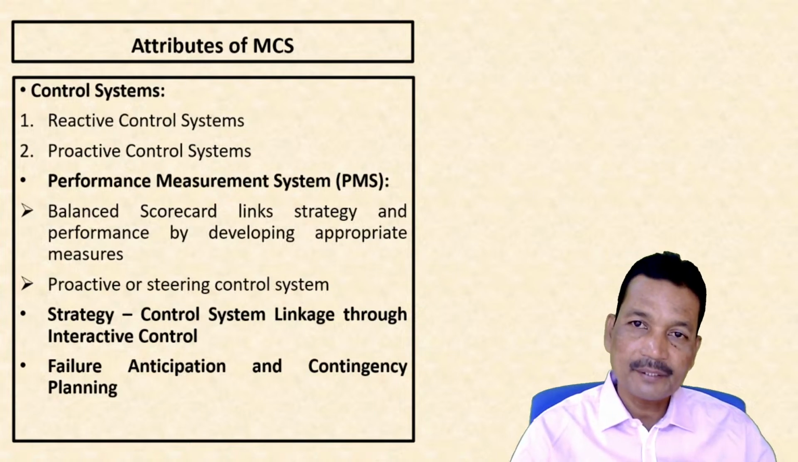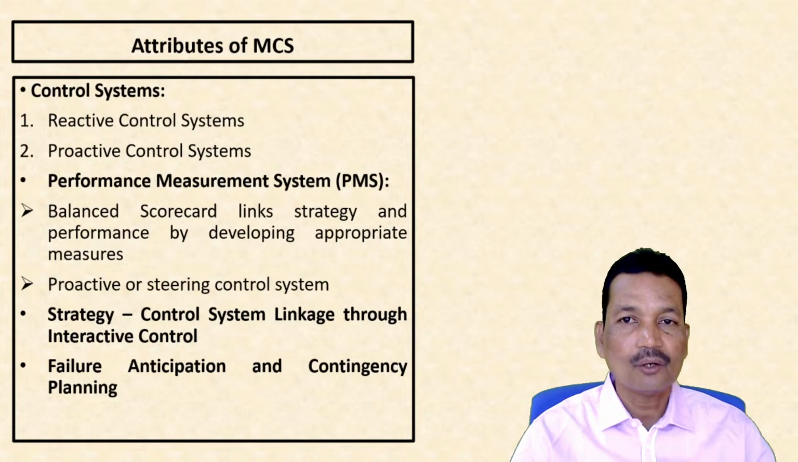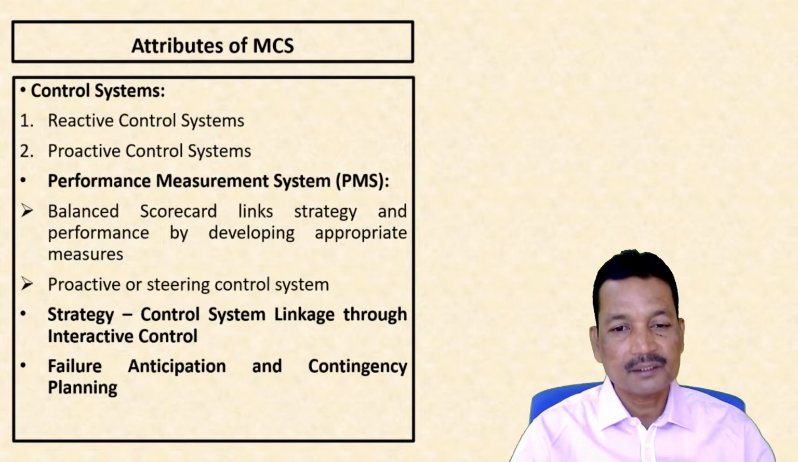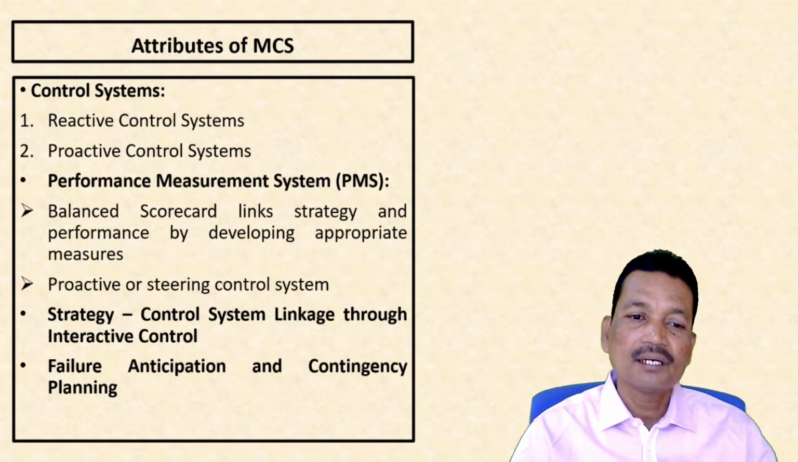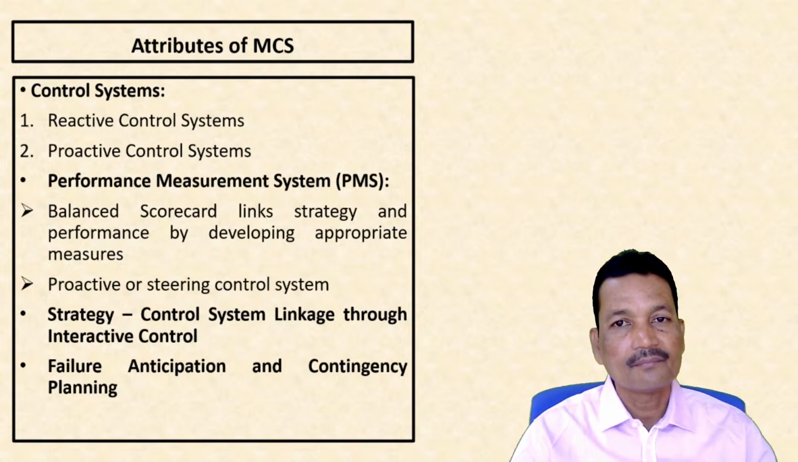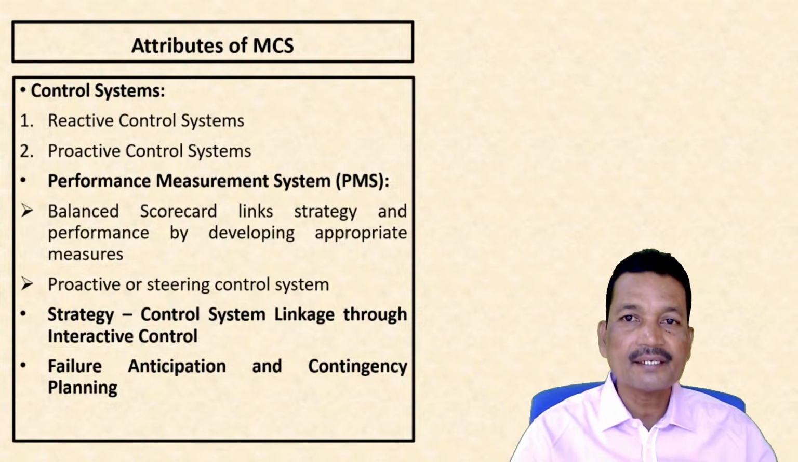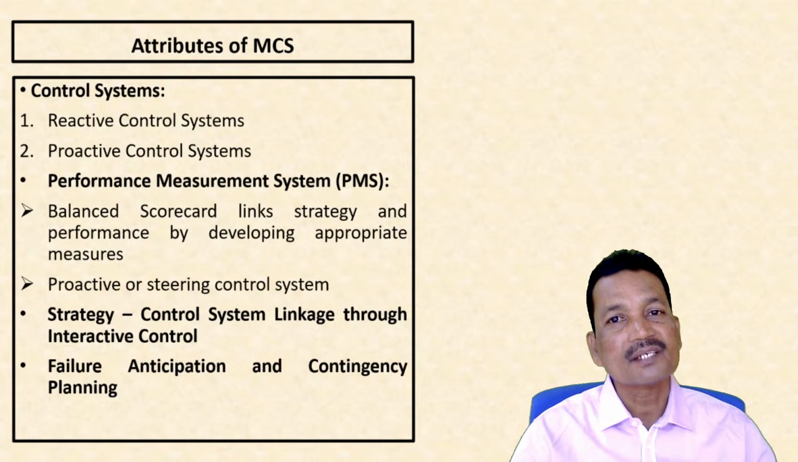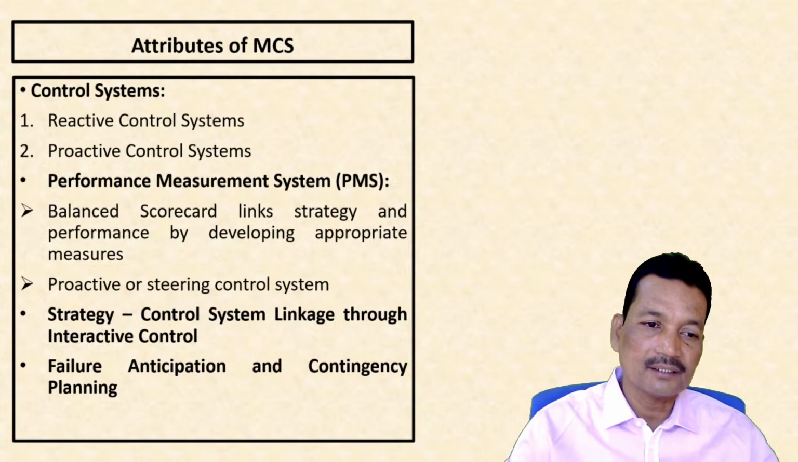So when we can anticipate the failures, immediately we can generate, as top management, or if it is, you can say, divisional level managers, the contingency planning. That means what kind of actions we can take so that these failures, which are imminent in the forthcoming time period, can be avoided. So, failure anticipation and contingency planning.